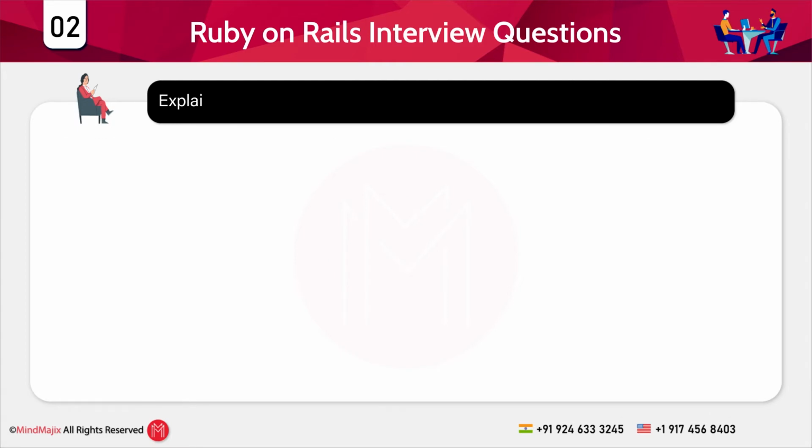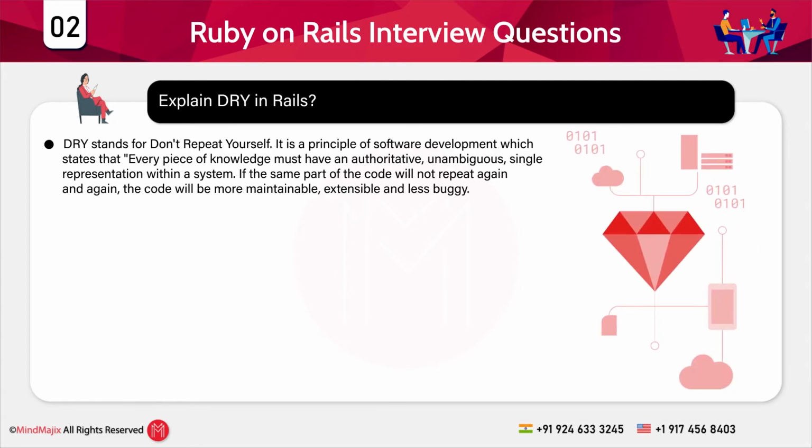Second question, explain DRY in Rails. So DRY stands for do not repeat yourself. There are three principles for Rails: do not repeat yourself, convention over configuration, and naming conventions. Among these three principles, one is DRY. It is a principle of software development which states that every piece of knowledge must have an authoritative, unambiguous, and single representation within a system.